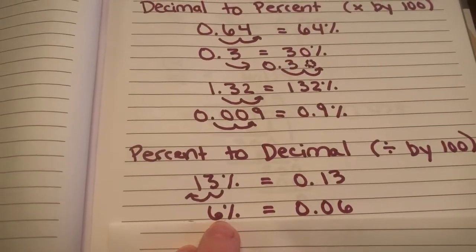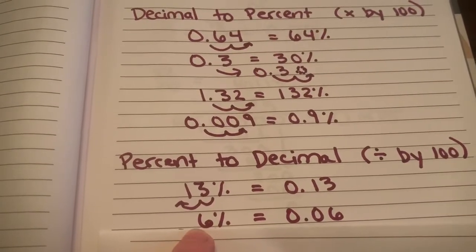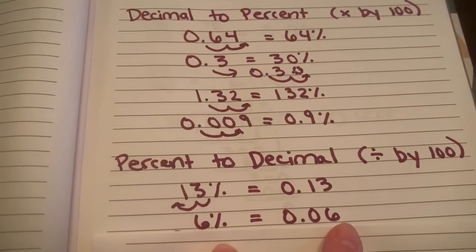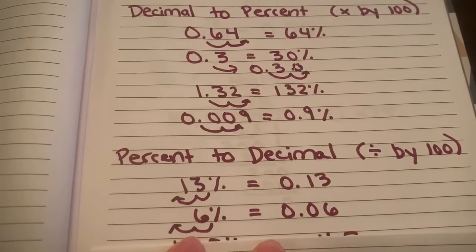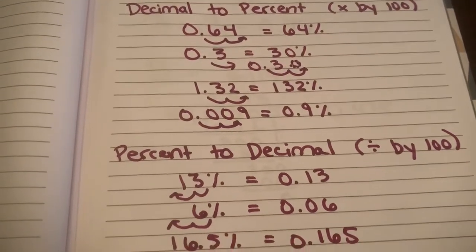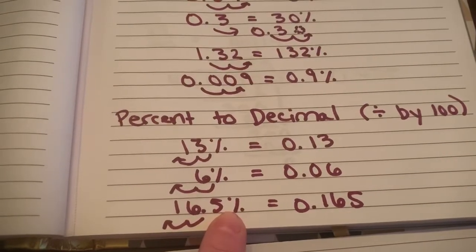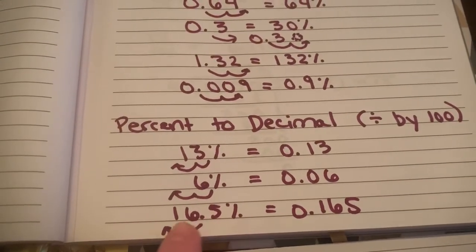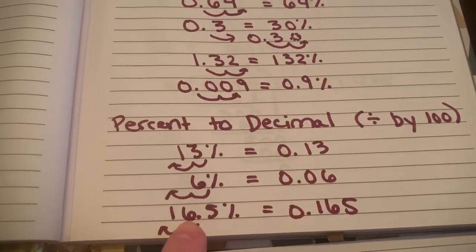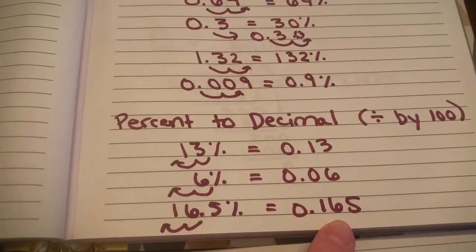6%, again, if there's no decimal there, it goes at the end, and then I move it back again 2 places, always 2 places to the left. So 6% becomes 0.06 because I'm moving that decimal. I put it here and I'm moving it to the left 2 places. If your number already has a decimal in it, you don't move that decimal to the end. You keep it where it is, move it twice to the left. So 16.5, move it twice, you wind up with 0.165 or 165 thousandths.